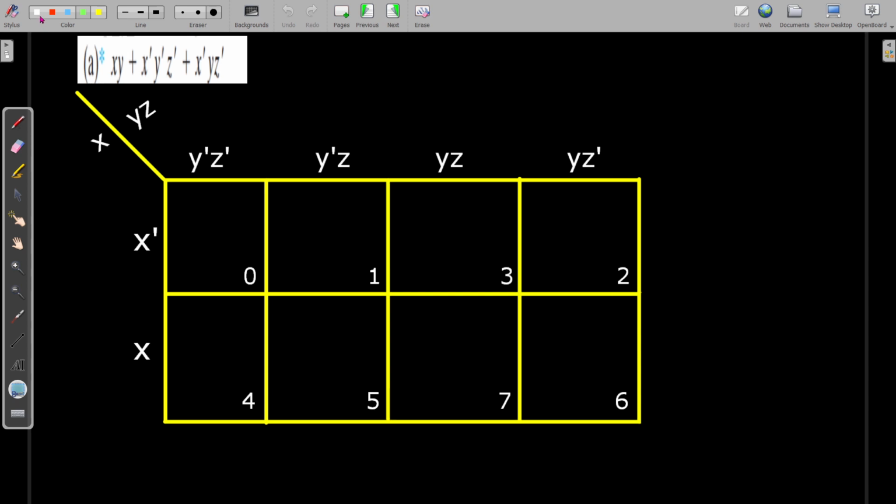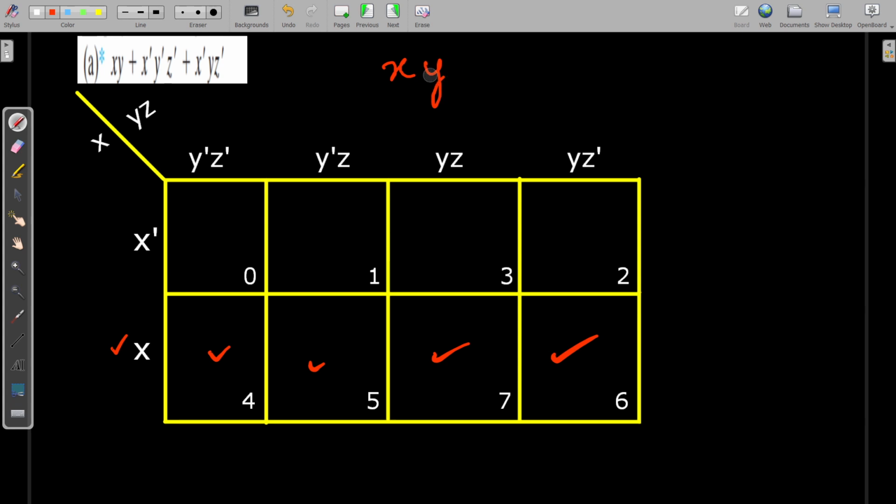So the first step is to place ones in the corresponding cells. In this case, we are given only the expression, so we'll take the terms one by one and see how to place ones corresponding to xy. Here x is available, so it corresponds to this row. So you can place the ticks for this row.